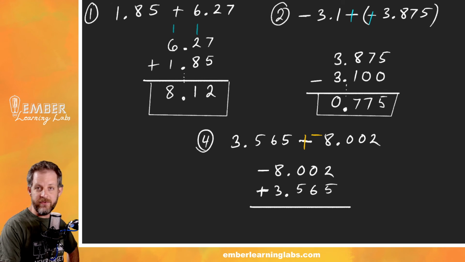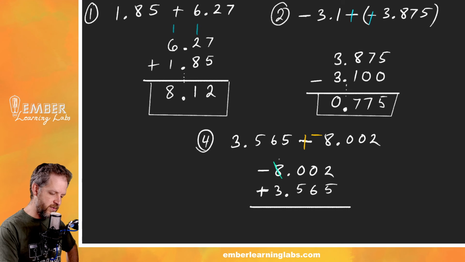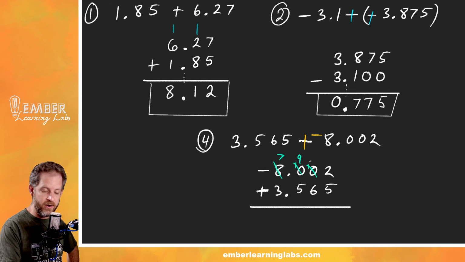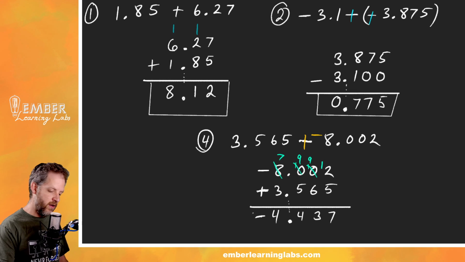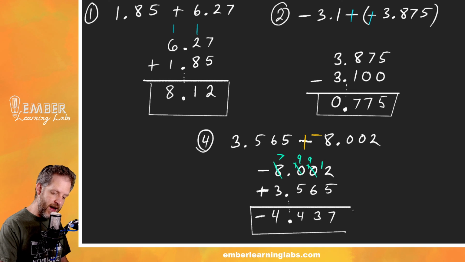So we've got to do 2 minus 5. We can't do that, so what do we got to do? We got to borrow, right? So we're going to take a 7 off of here, turn this into a 10, but we got to borrow it and make it a 9. We've got to make that a 10, but borrow again, make it a 9, and then make this a 12, right? So then 12 minus 5 is 7. 9 minus 6 is 3. 9 minus 5 is 4. We're going to float our decimal down, put that right there, and our answer is negative 4.437.